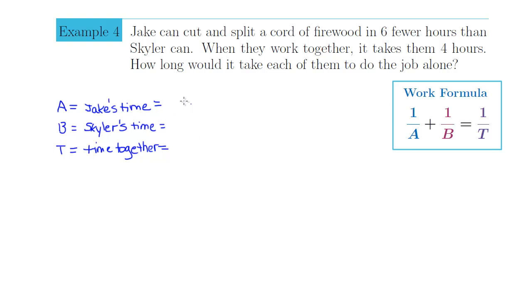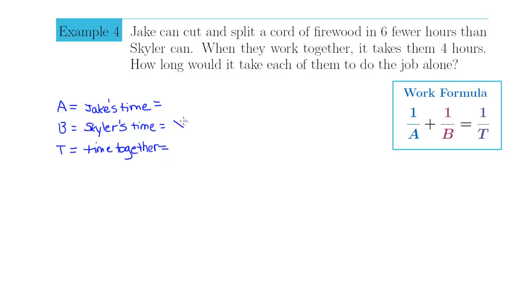So let's fill in our expressions. It doesn't tell us the exact time that either Jake or Skylar can cut that cord of firewood. But we do see that they're related to each other. So let's let one of them be the variable x, the unknown time x. Jake can cut and split a cord of firewood in 6 fewer hours than Skylar.